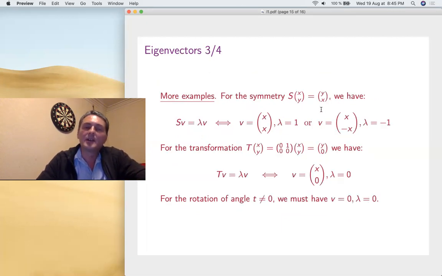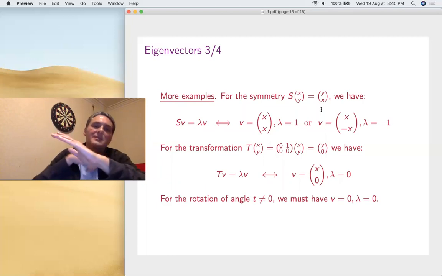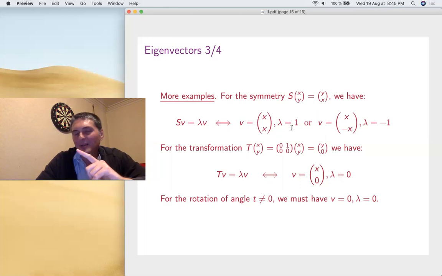Now for the symmetry with respect to the y-axis, once again, I can solve it: one eigenvector with eigenvalue 1, and another one with eigenvalue minus 1. Now here's a transformation which is quite tricky: it has only eigenvectors for lambda equal to 0. This tricky matrix here, 0, 1, 0, 0. And now finally for the rotation, of course, we won't have eigenvectors except for 0 itself, because it can't be proportional.